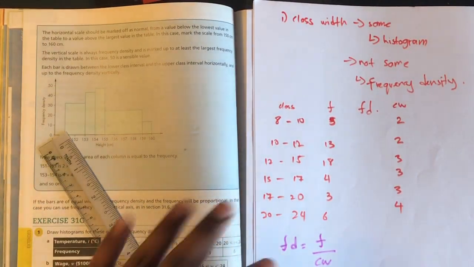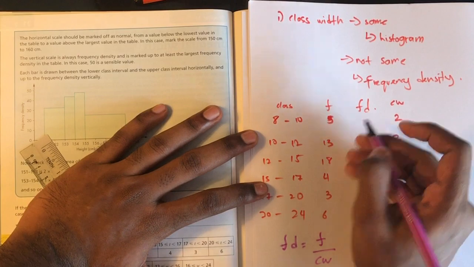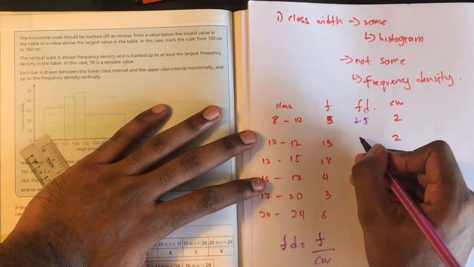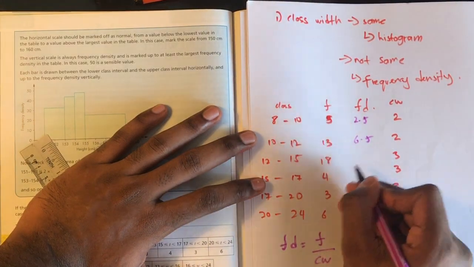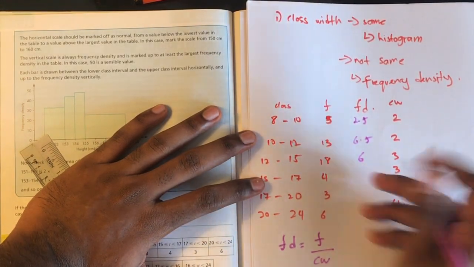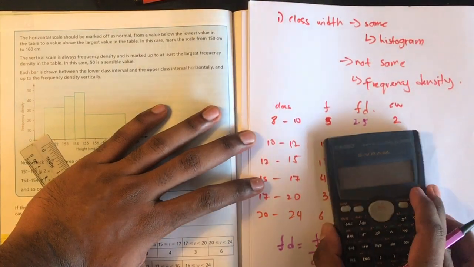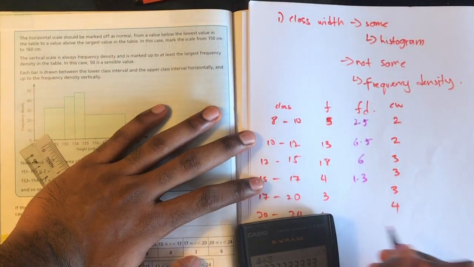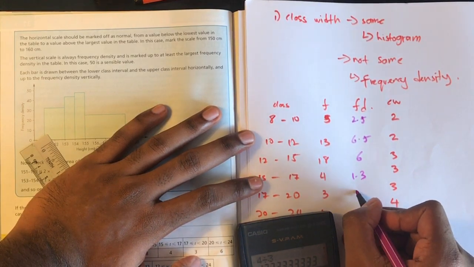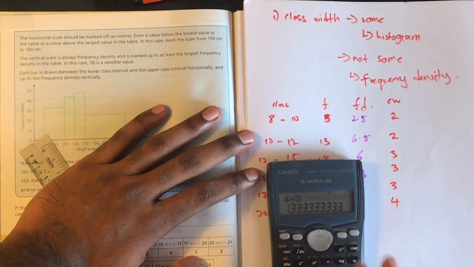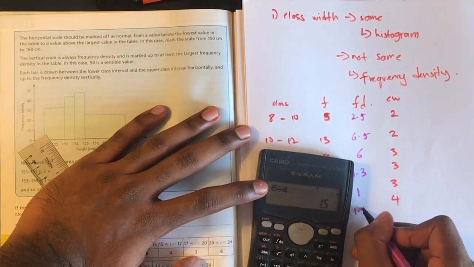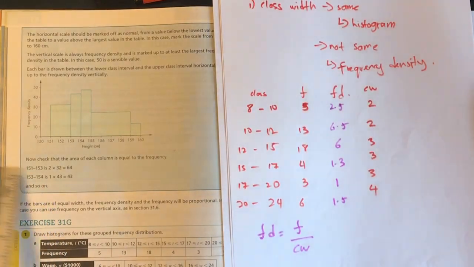Now I'm going to do the same thing here, step by step. 5 divided by 2 is how much? 2.5. 13 divided by 2 is how much? 6.5. 18 divided by 3 is 6. 4 divided by 3 is 4 over 3. You have to put it in decimal, otherwise later when you want to draw the graph, it will be hard. So we just take 1.3. Then 3 over 3 is 1. And then 6 over 4 is 3 over 2, which is 1.5. Just to confirm it. So now you have your frequency density ready.